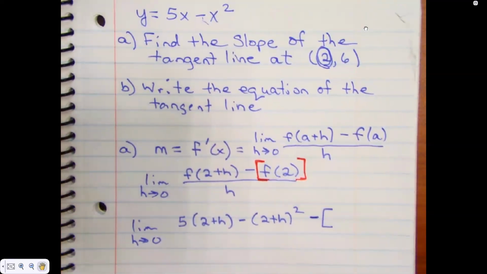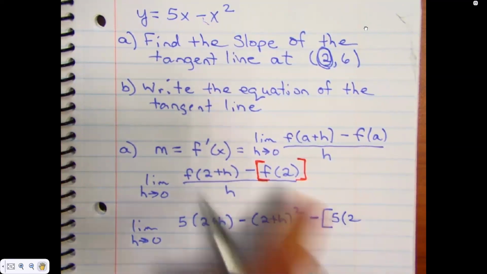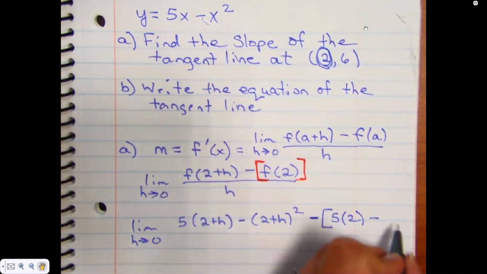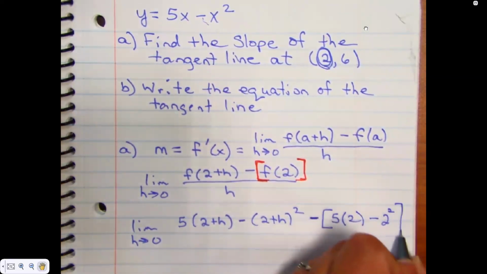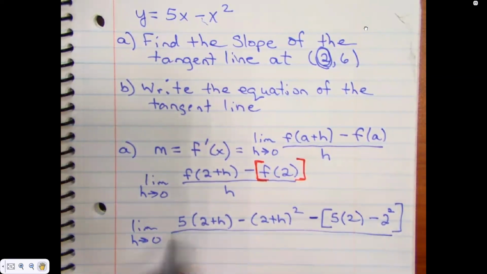All right, who's going to tell me what I'm going to write here? Does anyone want to try? 5 times 2, right, because that goes in there, minus 2 squared. Good. And then don't forget all over h.